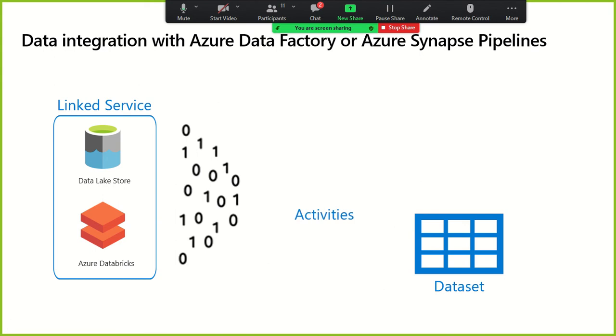Activities here represent a processing step in a pipeline. For example, you might use a copy activity to copy data from one data store to another data store. You can also use Hive activities. Hive is part of the things we mentioned when we talk about big data. Hive is also part of the Apache solution provided for analytics on big data. It's called Apache Hive. So activities represent the processing steps that we have in our pipeline.